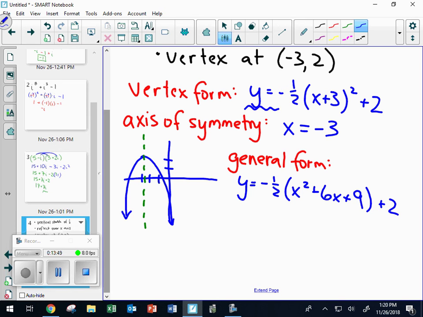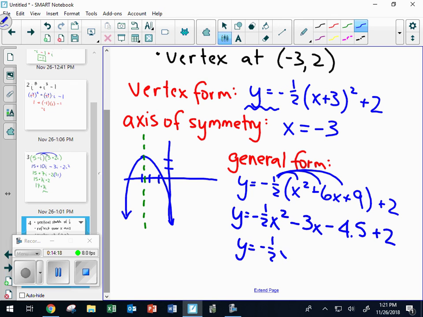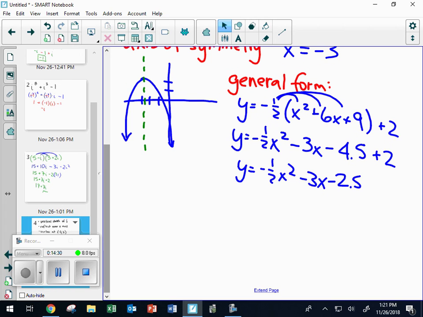Okay, at this point, I have seen a lot of people add 2 to 9. Can you do that first? No, please do not do that first. We first have to distribute in this negative 1/2 to everything inside the parentheses, and we will end up with negative 1/2 x squared minus 3x minus 4.5 plus 2. And finally, with negative 1/2 x squared minus 3x minus 2.5. So that's our general form.